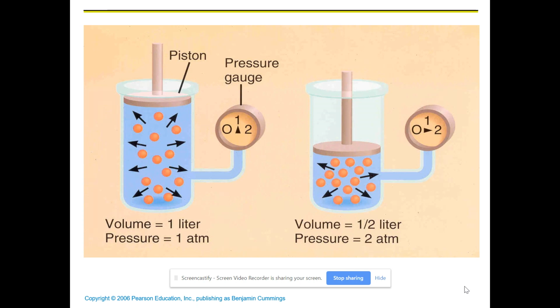In this case, the volume is 1 liter, the pressure is 1 atmosphere. So if we look at that, that's what our initial situation is. But I'm going to push down on the plunger. Now the volume is 1/2 liter. What's going to happen is the pressure will go up by a similar amount. So we went from 1 liter to 1/2 liter. The pressure is going to go from 1 atmosphere to 2 atmospheres. 1 times 1 is equal to 2 times 1/2.